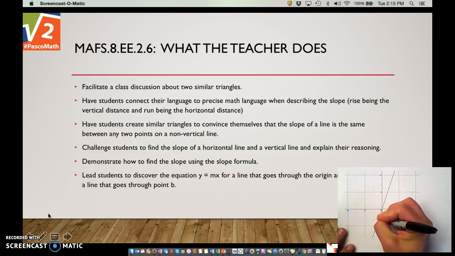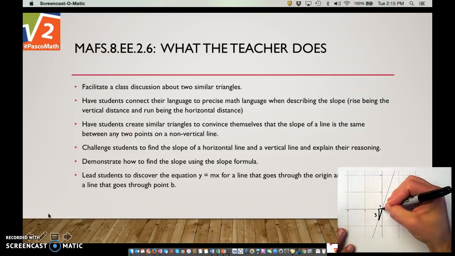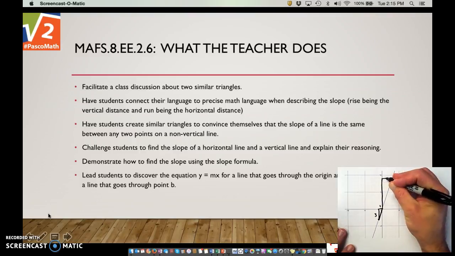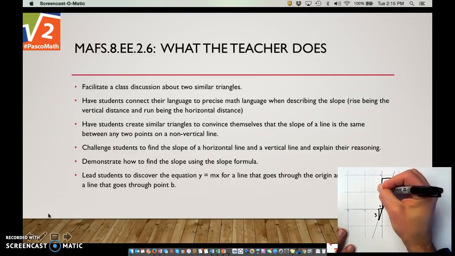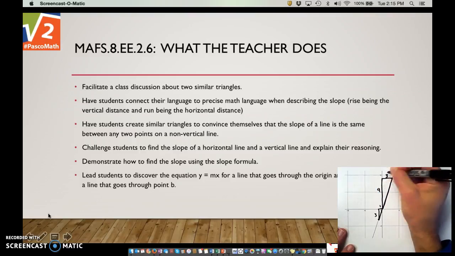I'm going to pick this one. And let's go. So we got a triangle there. Had to go up 3 over 1. Maybe pick up here. There I had to rise 9 and go over, run 3.